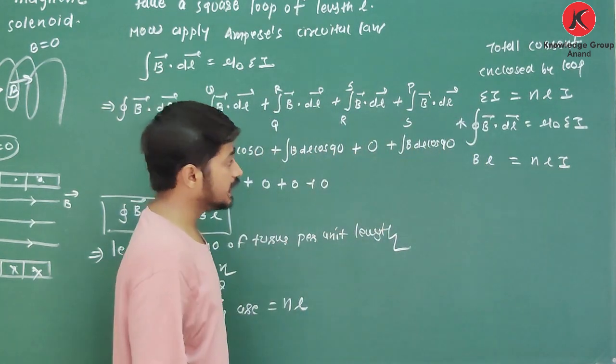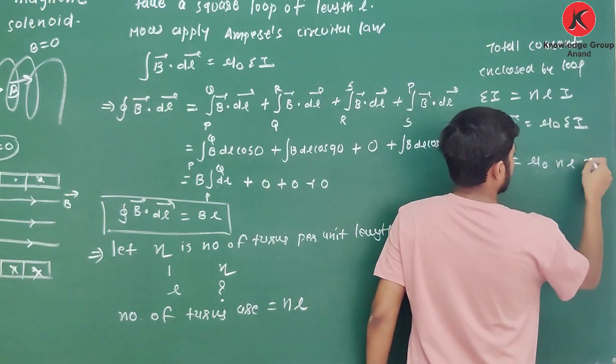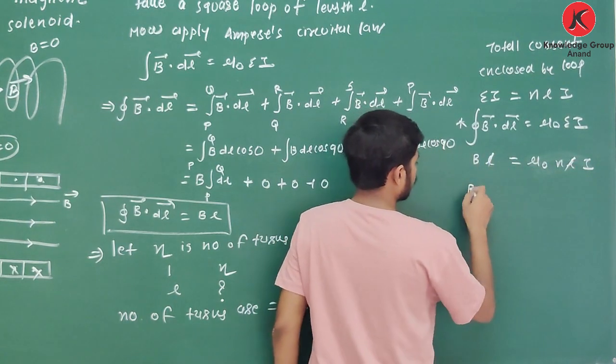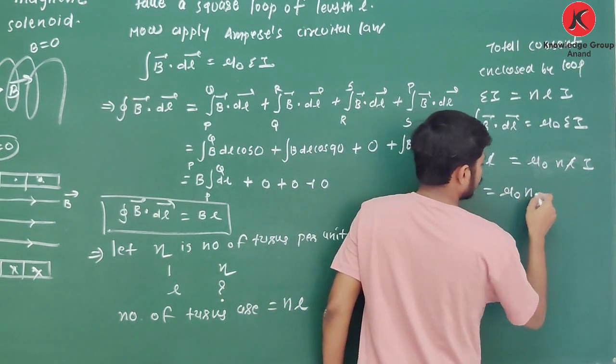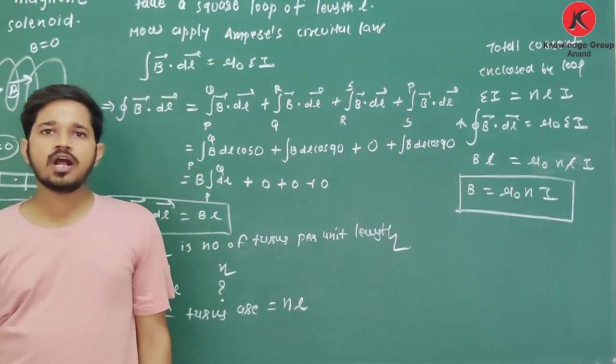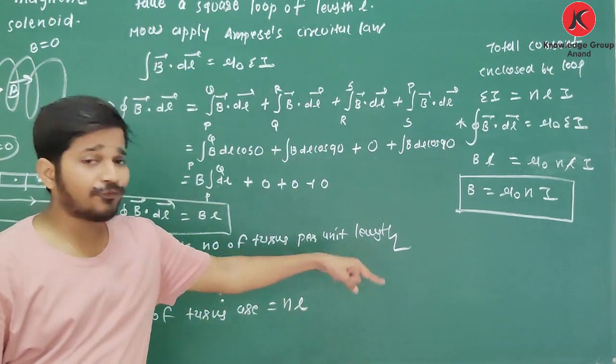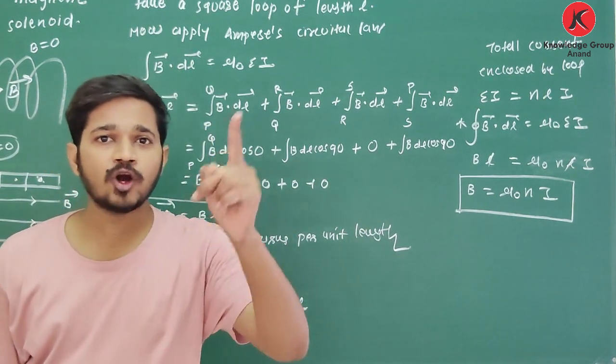It is mu 0 times nLI. L cancels. So B is equal to mu 0 nI. B is equal to mu 0 nI. It is the equation of the magnetic field inside a very long solenoid.